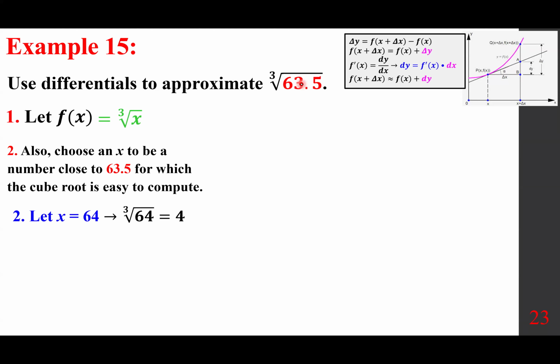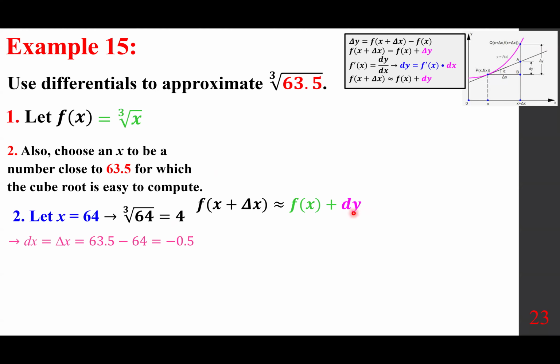And so, therefore, we come up with dx, and now it's negative because 63.5 minus 64 is negative 0.5, indicating that we may not know what the cube root of 63.5 is, but because this is negative, it's for sure less than 4. So now f of x plus delta x is f of x plus dy.